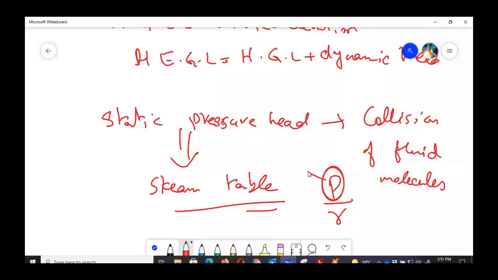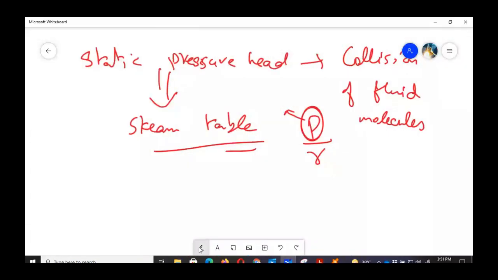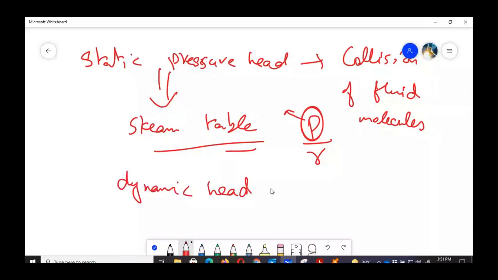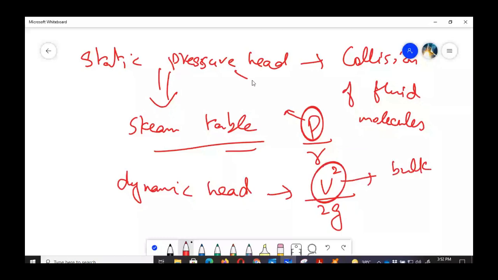And what is dynamic head? Dynamic head is the pressure head which is due to the bulk motion of the fluid, V square upon 2G. This is the bulk motion of the fluid. The static head, we call it due to the molecular motion of the fluid, and the dynamic head is due to the bulk motion of the fluid.